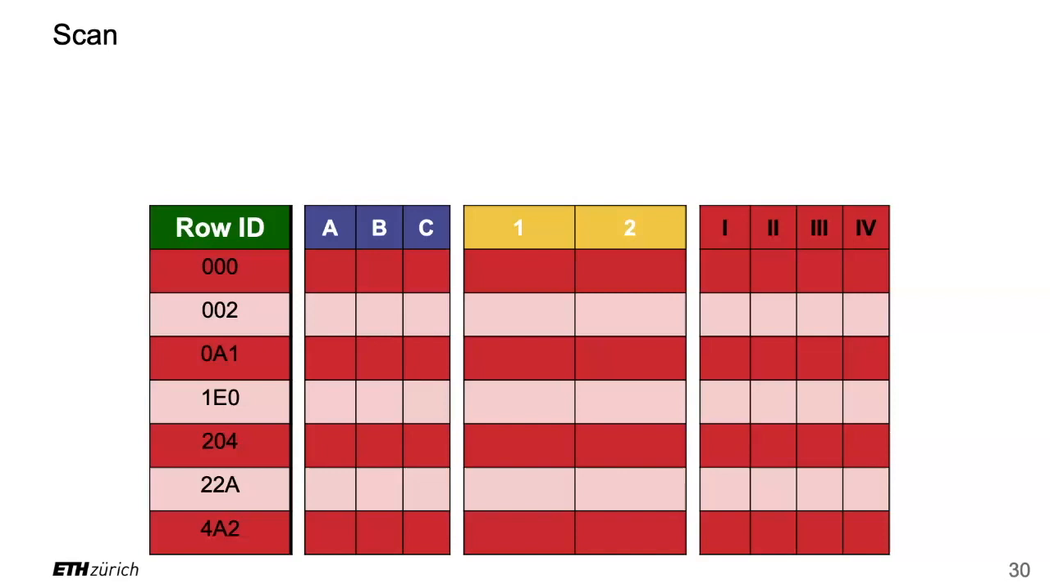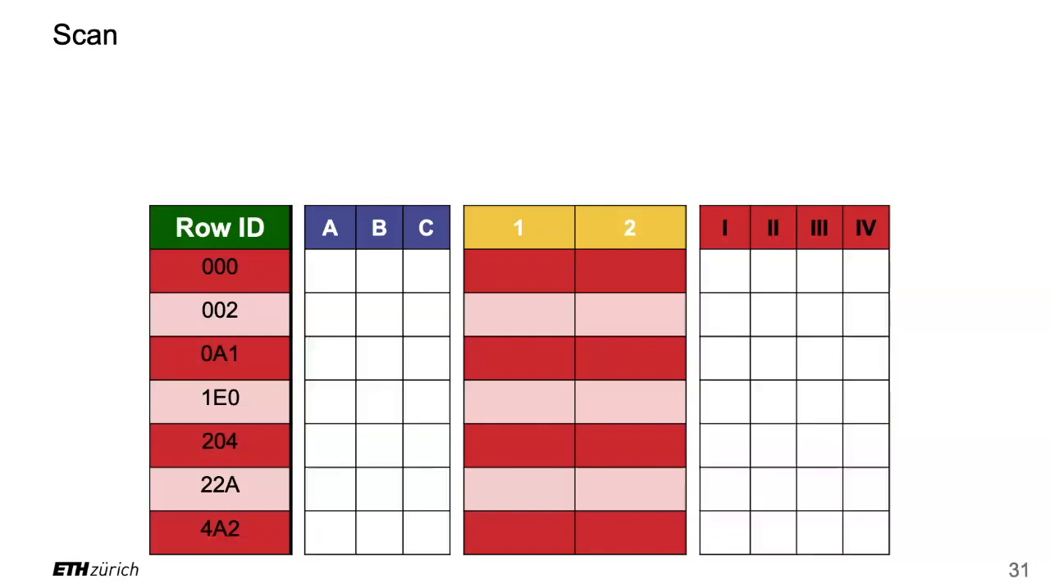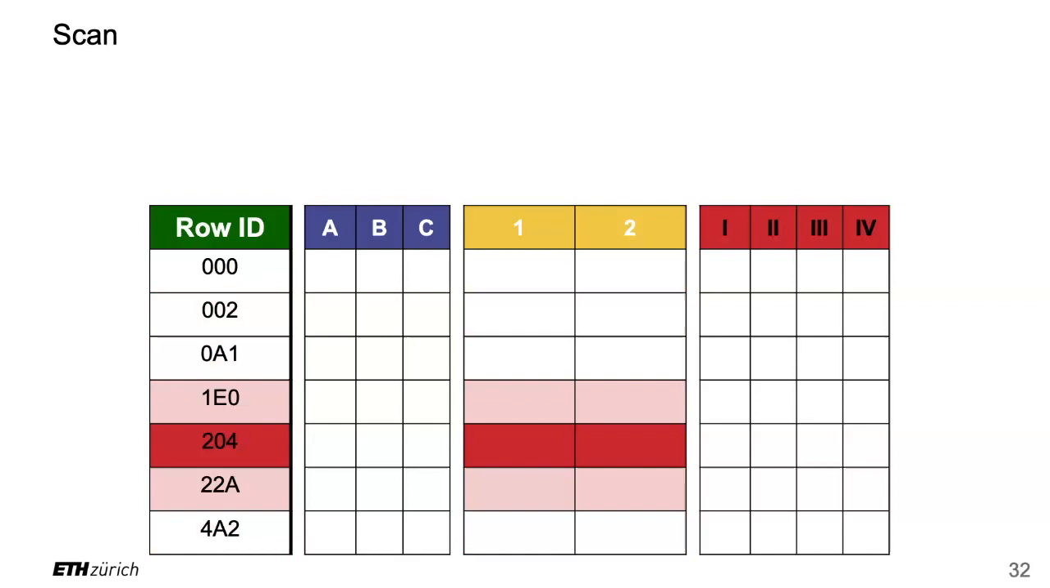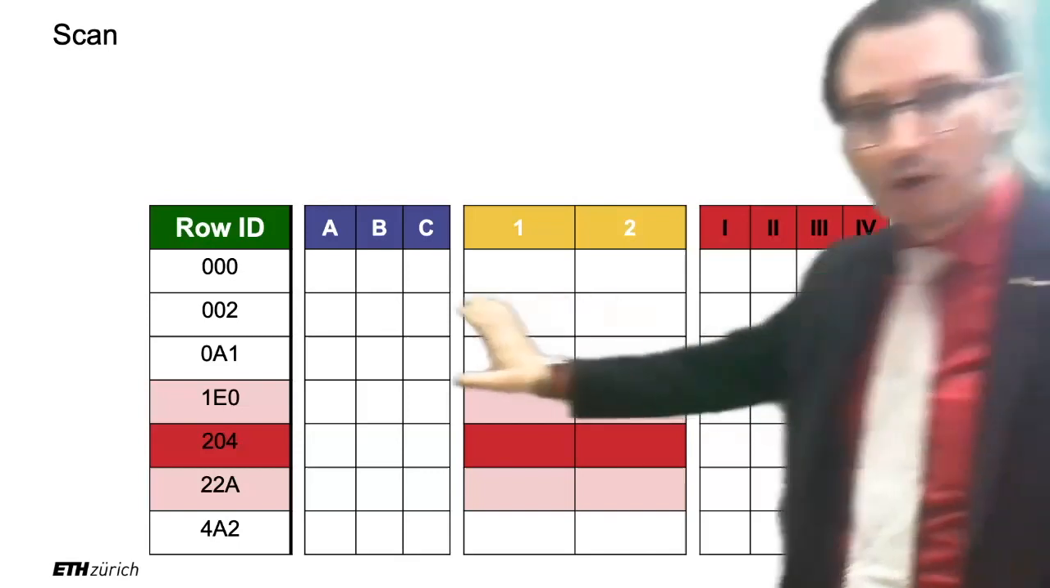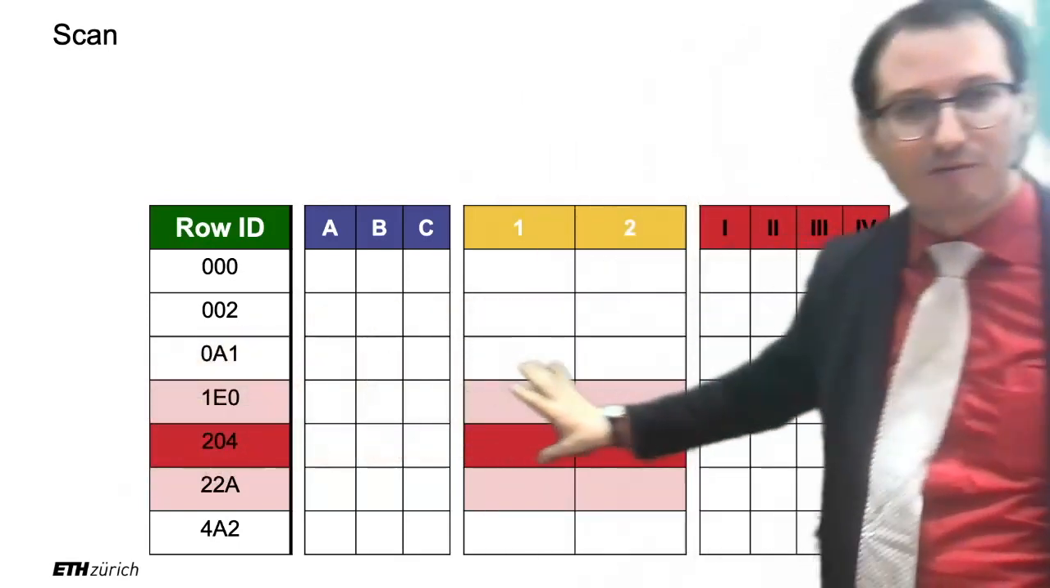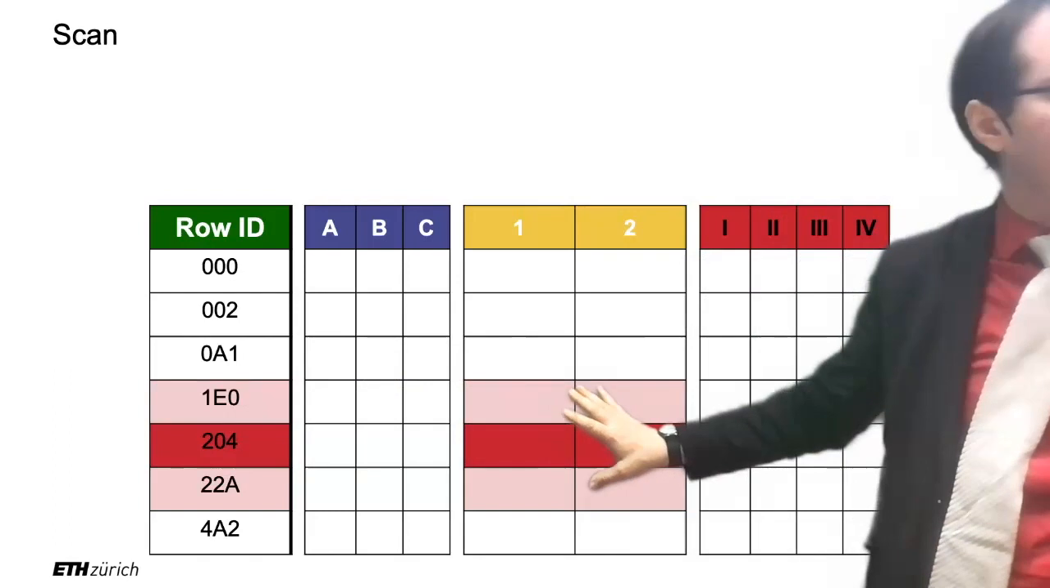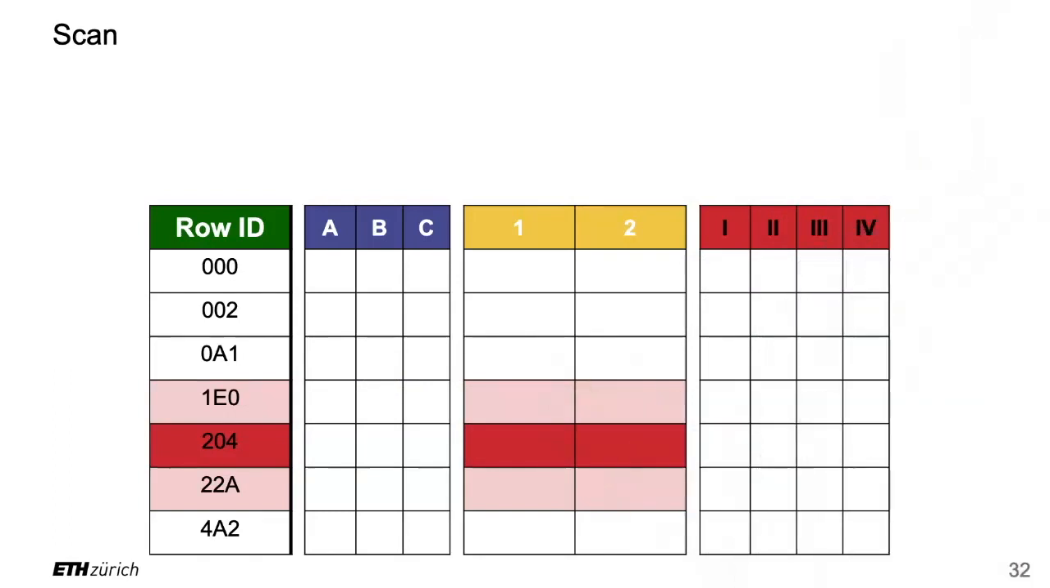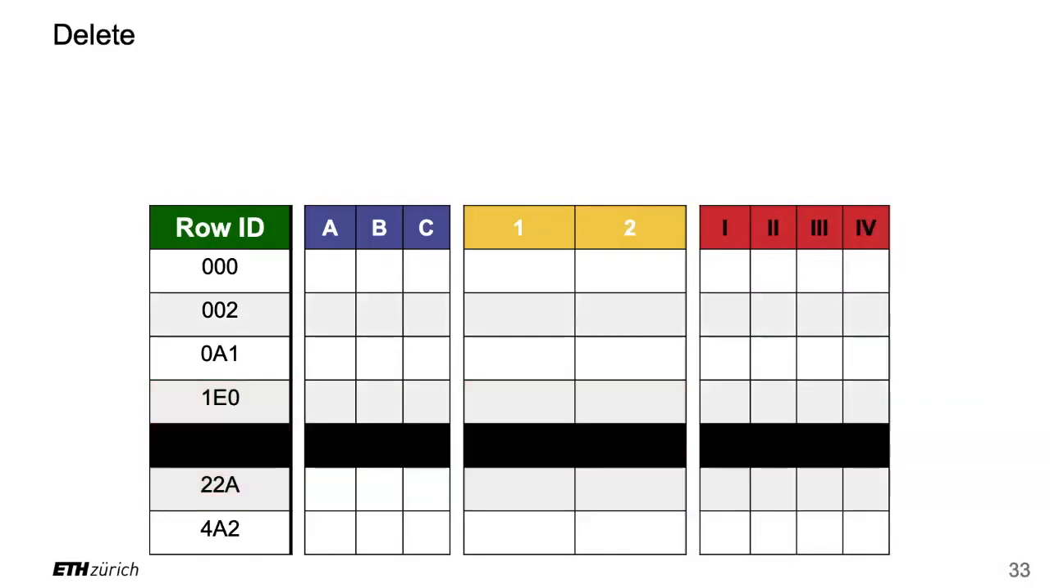Here I marked everything, but you can also scan only the purple column family or only the yellow column family, so you can restrict. On top of that, you can also scan a specific interval of row IDs. I told you it's sorted, so you can say there's an upper bound and a lower bound, and you only scan in that specific interval and for that specific column family. This is the sort of thing that you can do. And finally, delete.